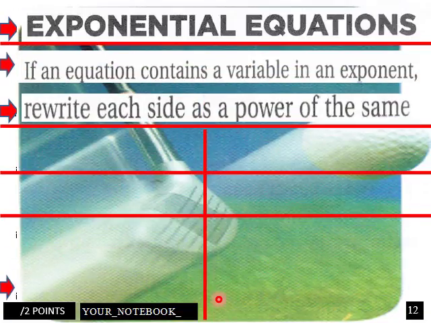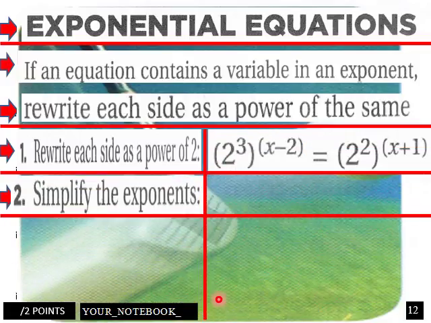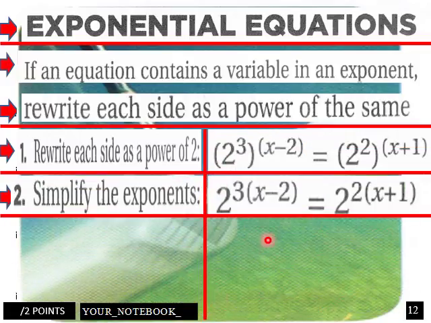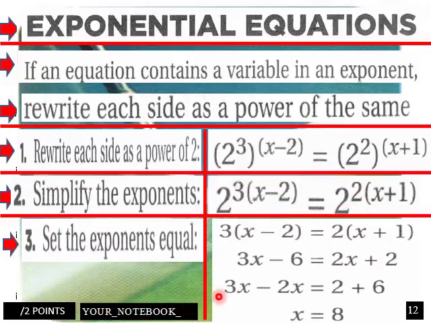Exponential equations. If an equation contains a variable in an exponent, rewrite each side as a power of the same base. So simplify the exponents. We have x plus 1, 2 cubed to the x minus 2, 2 squared to x plus 1. Set the exponents equal now. So now we can drop this down, and then we keep this here and keep this here. These go away, and then we solve for x.